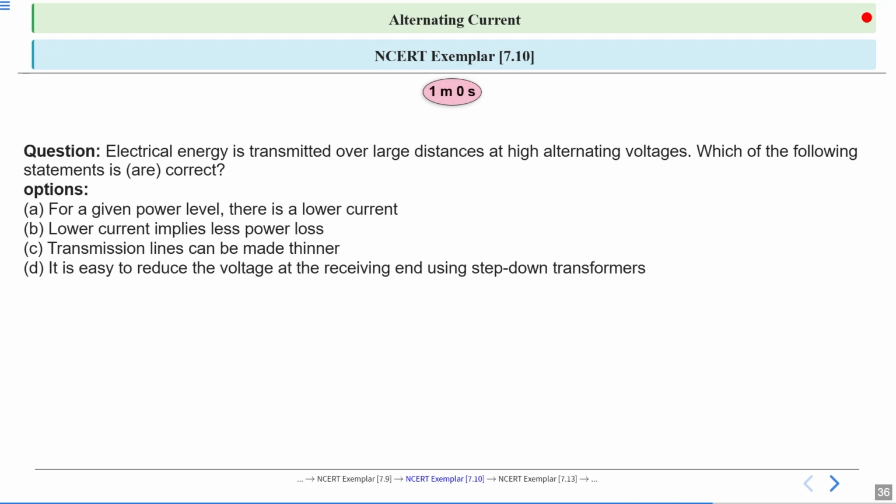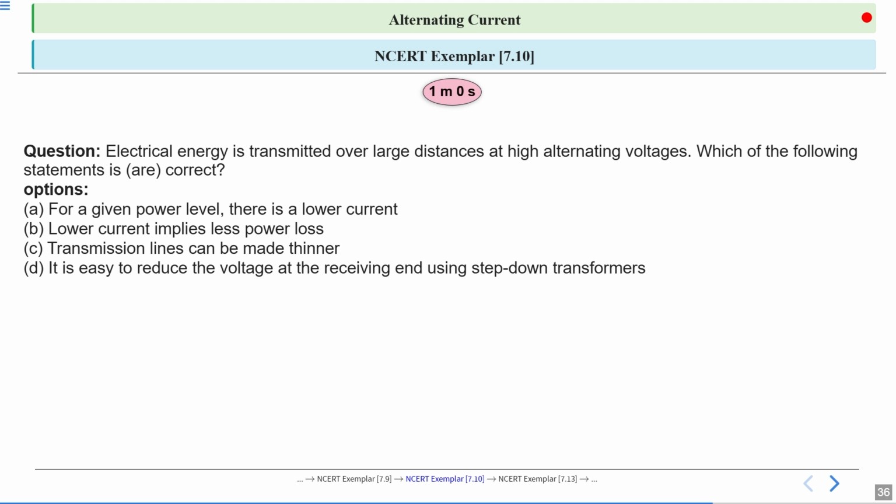So next question. Electrical energy is transmitted over large distances at high alternating voltages. Which of the following statements are correct? This thing we have discussed in the transformer also. So electrical energy is transmitted over long distances at very high alternating voltages. What is the reason? We have discussed.